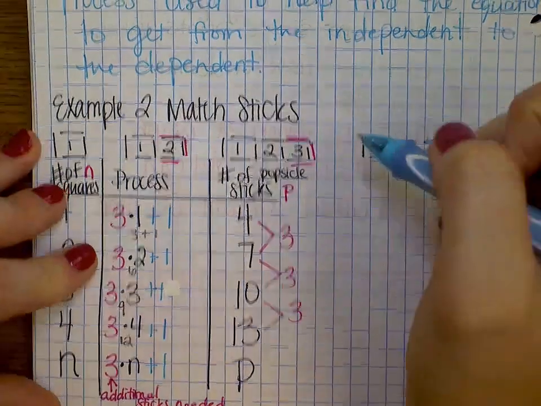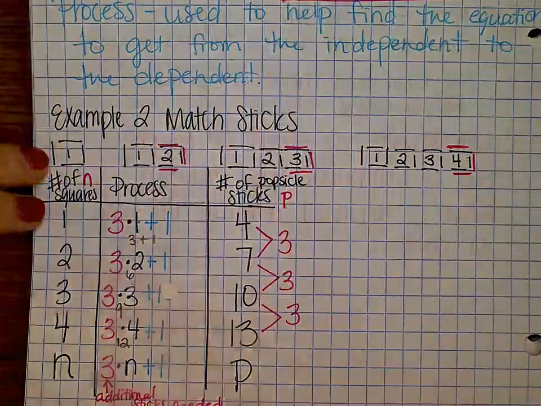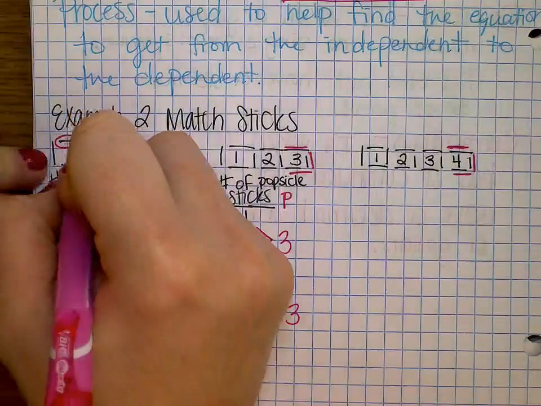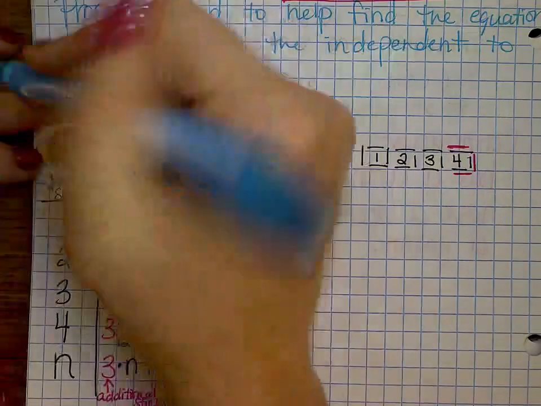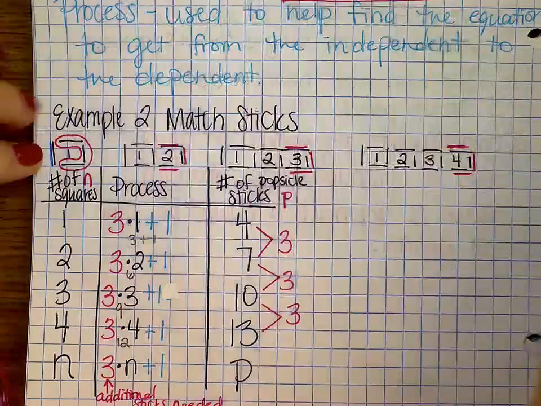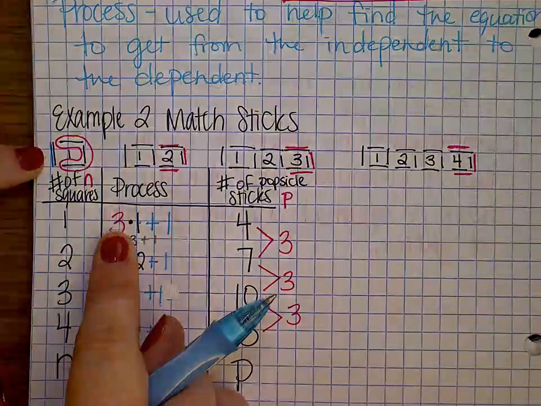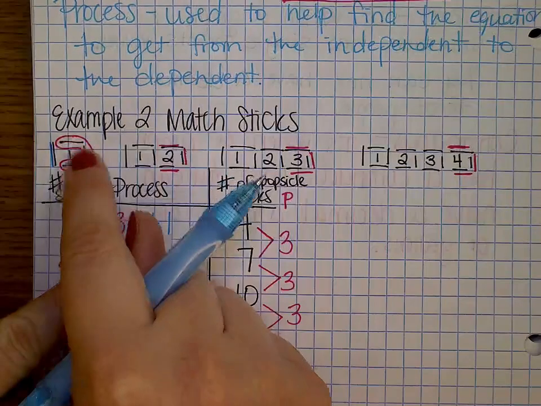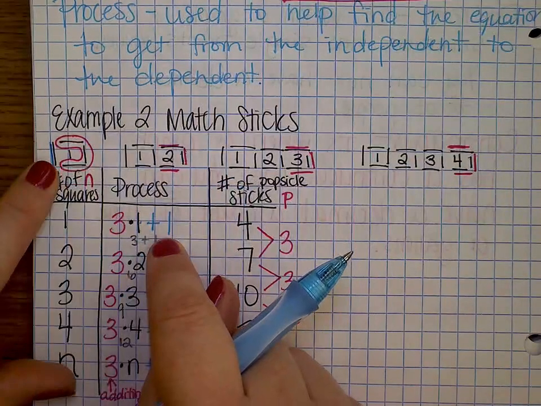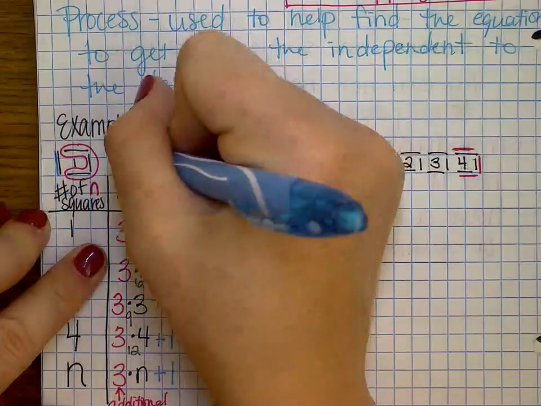Now let's think about that 1. So if I have 3 times 1, notice there's a group of 3 right here, plus 1 stick. So there's a group of 3 plus 1 stick. So 3 times 1 plus 1, because that 1 is an additional stick. Now look at this one.